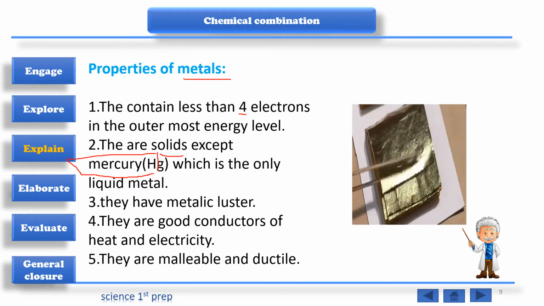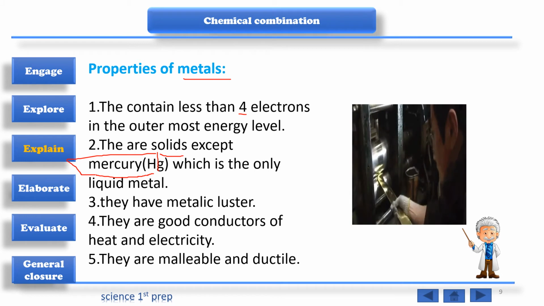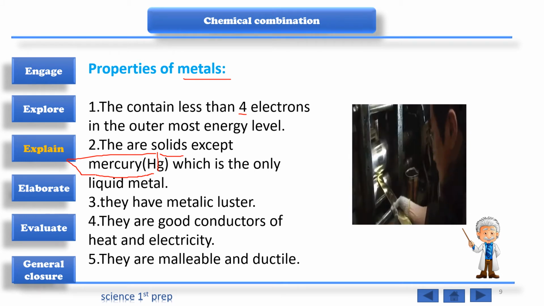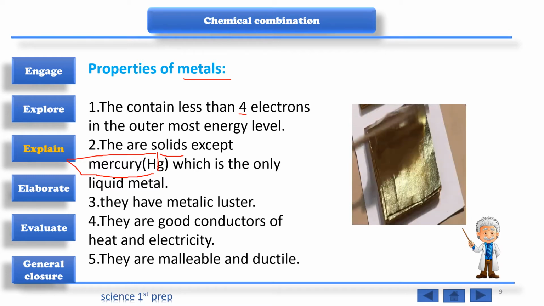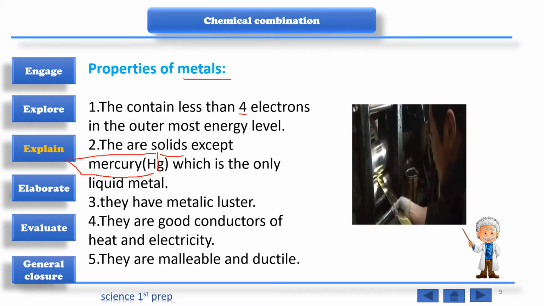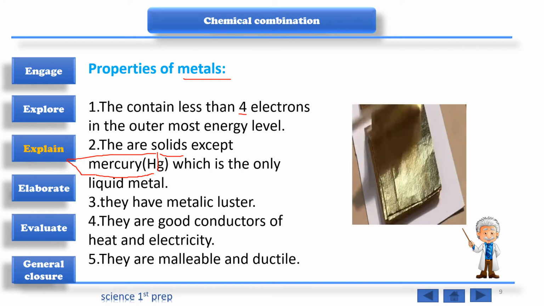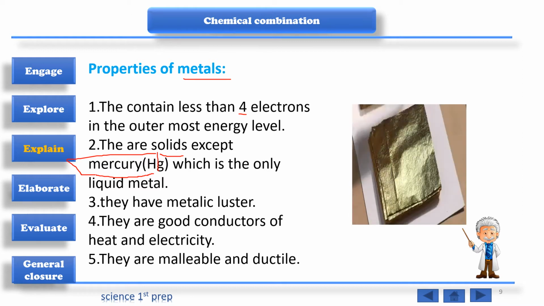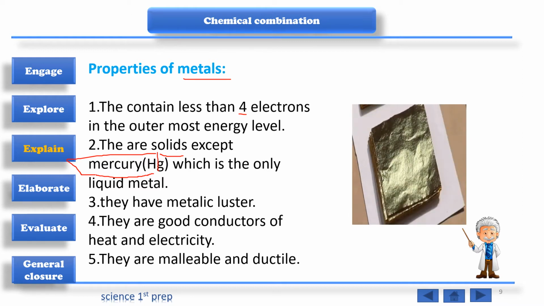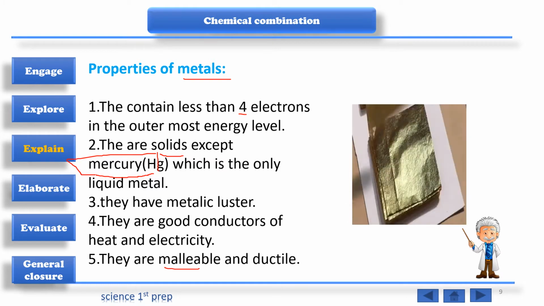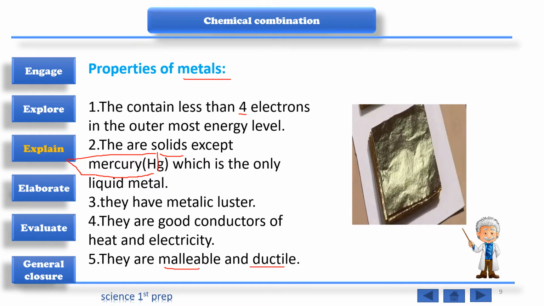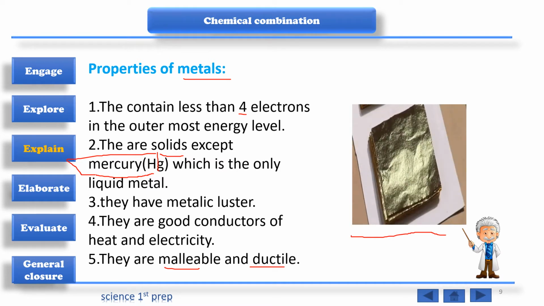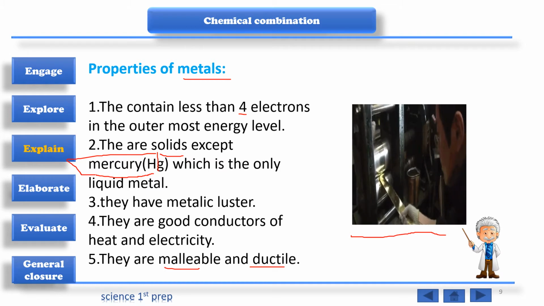Okay? They are good conductors of heat and electricity, as we saw in the video. So we can use them in making utensils, pots and pans, and in electric wires because they are good conductors of electricity. They are malleable or ductile. What do we mean by malleable or ductile? If you have a look at this GIF, you'll understand what malleable and ductile mean.